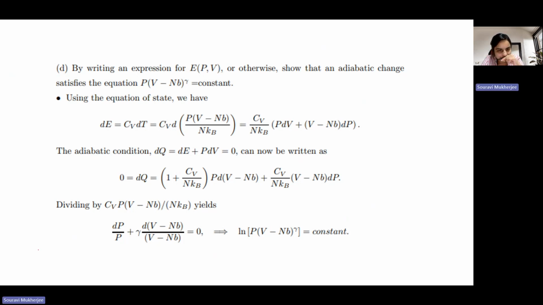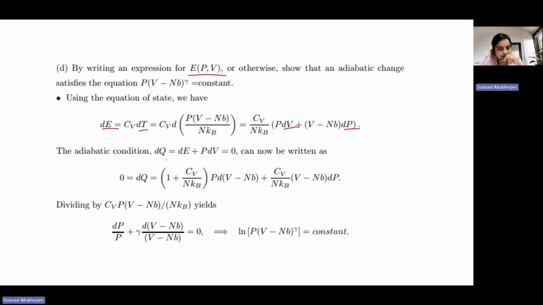So dE is Cv dT, right? Now you can always use the equation of state to write dT in terms of P and V, because you want to write E in terms of P and V. So you just change dT in terms of P and V. So this is what you get. Now you have an expression of dE in terms of dV and dP. That's the first thing you have to do based on this question.